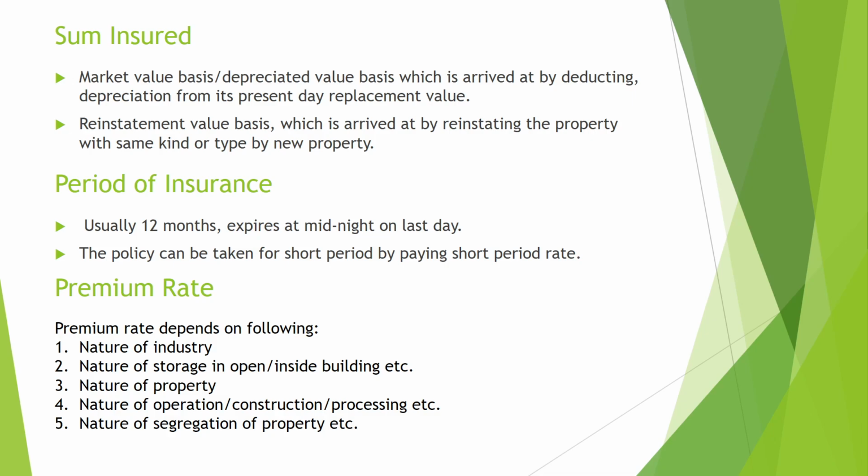Period of insurance: usually 12 months is the period, and it expires at midnight on the last day. What happens at the last day of the 12th month, the policy expires at midnight. The policy can be taken for a short period by paying short period rate. So you can opt for a shorter period also, but you have to pay accordingly.